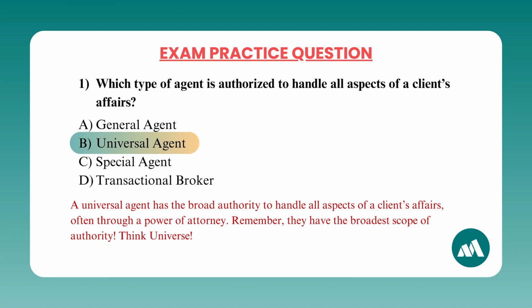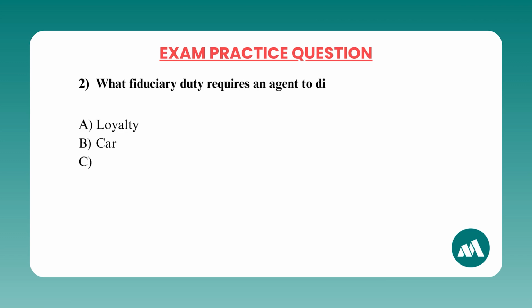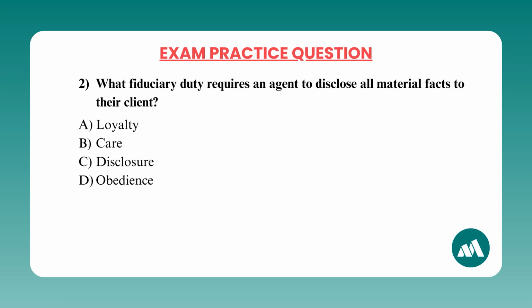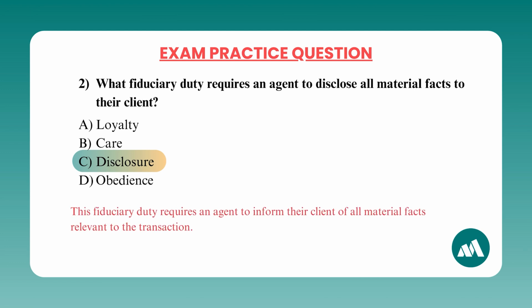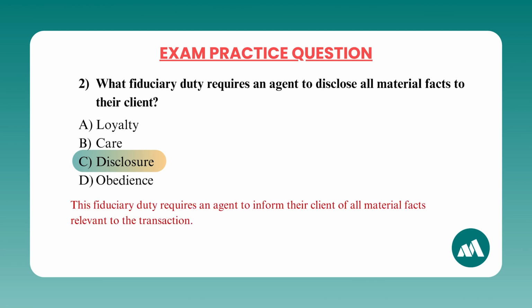Think universe. Number 2, what fiduciary duty requires an agent to disclose all material facts to their client? Is it A, loyalty, B, care, C, disclosure, or D, obedience? And the answer is C, disclosure. This fiduciary duty requires an agent to inform their client of all material facts relevant to the transaction.